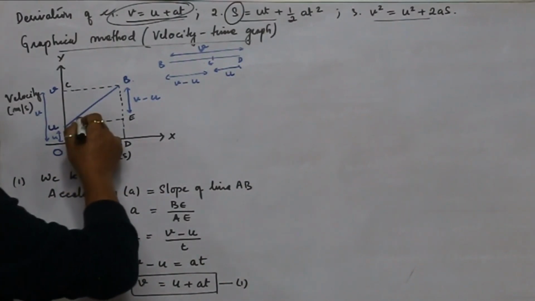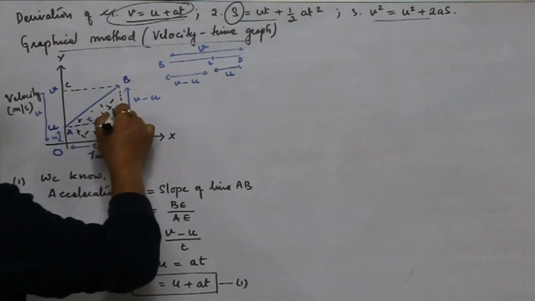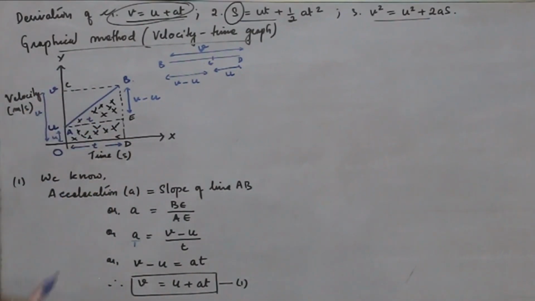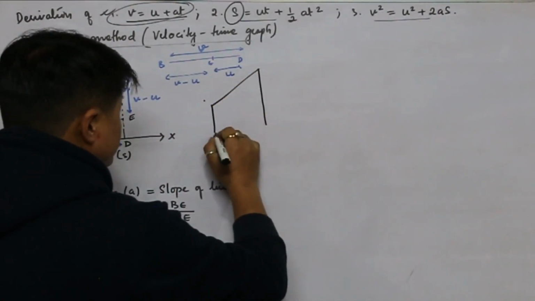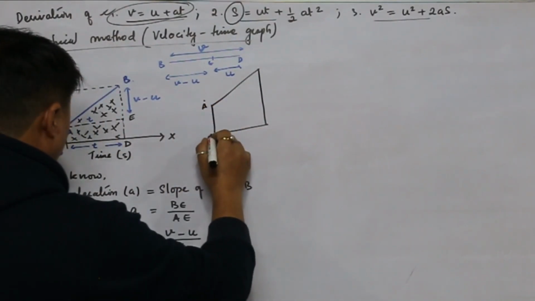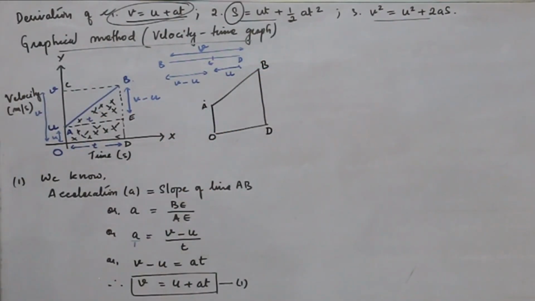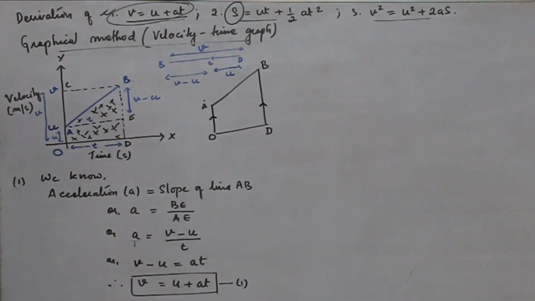So the area enclosed will be how much? Okay, this is the area enclosed. It is something like this, the area enclosed between them. This point is A, this is O, this is D, this is B. From this, what we see here is a trapezium. Here these lines are parallel to each other, so that means this is a trapezium.